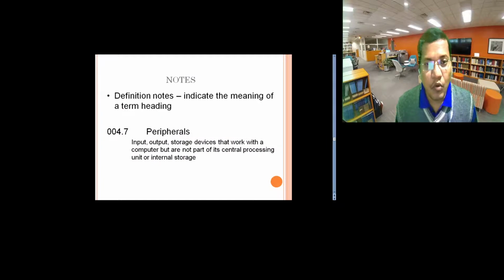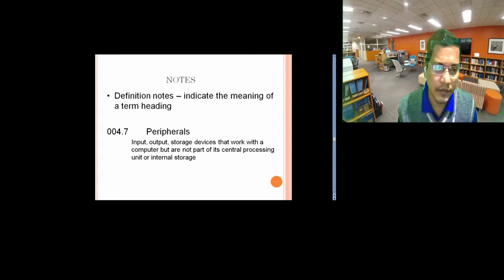The notes, a very important component of DDC. Definition of notes: they indicate the meaning of a term heading. So notes are nothing but an indication of the meaning of the term headings. For example, 004.7 Peripherals: input, output, storage devices that work with a computer but are not part of its central processing unit or internal storage are known as peripherals. So it is actually the peripheral. What is the definition of it?